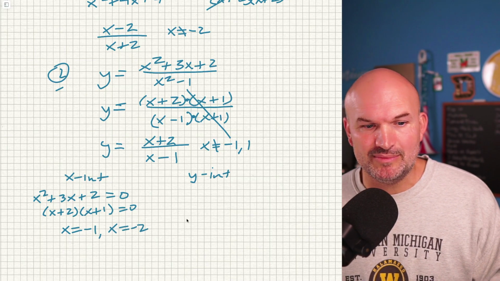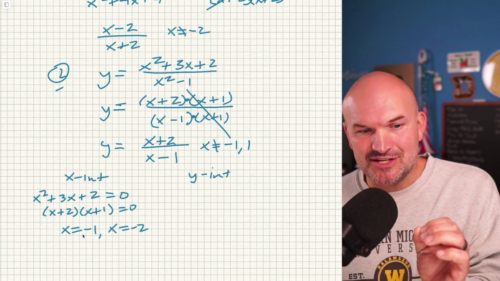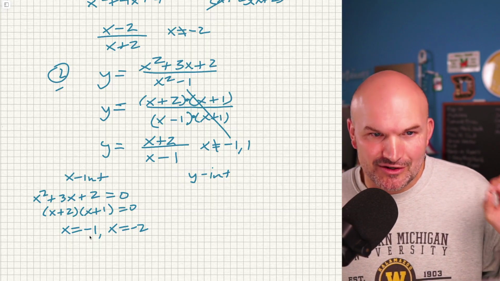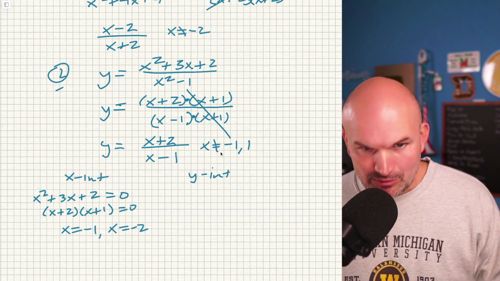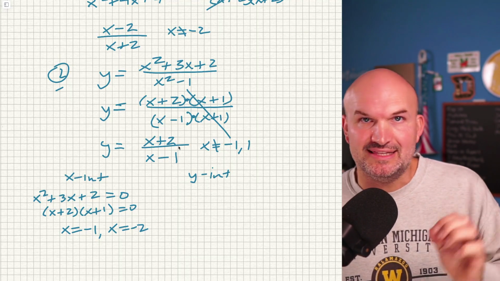But again, ladies and gentlemen, remember our restrictions over here. x cannot equal negative 1. So a lot of students will write x equals negative 1 as an x-intercept. And unfortunately, ladies and gentlemen, it is incorrect, okay? So don't do that. It's very important that you always look to simplify things first.